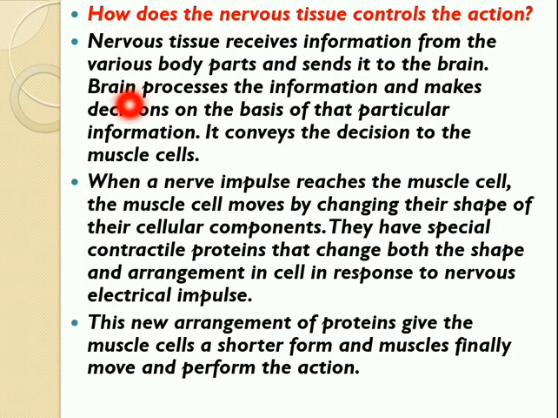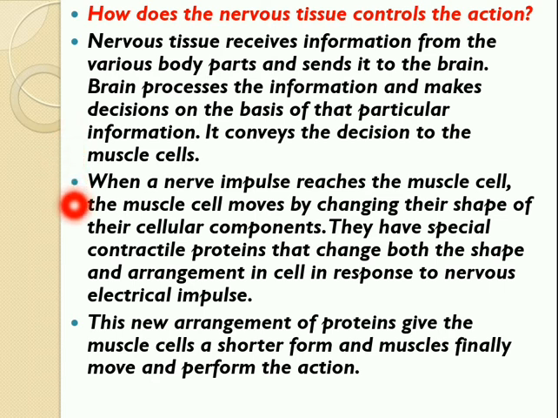Now, how does the nervous tissue control the action? Finally, a very important question from the examination point of view. Nervous tissue receives information from the various body parts and sends it to the brain. The brain processes the information, makes the decision, and provides the orders on the basis of the information it has received, and conveys the decision to the muscle cells to perform an action.